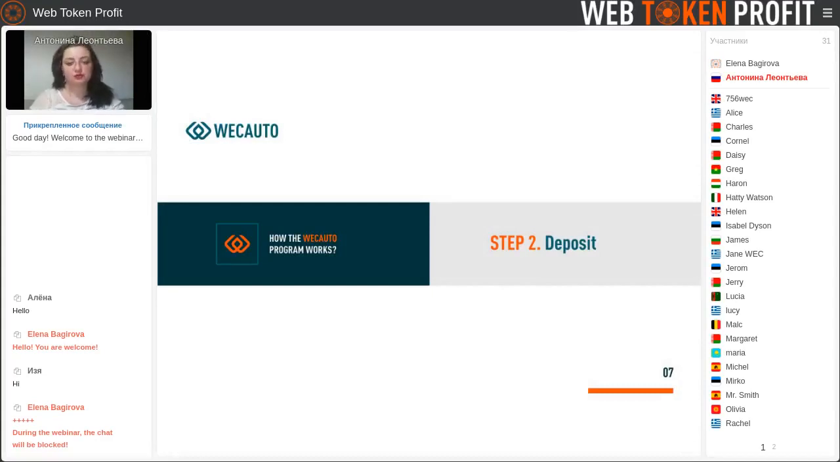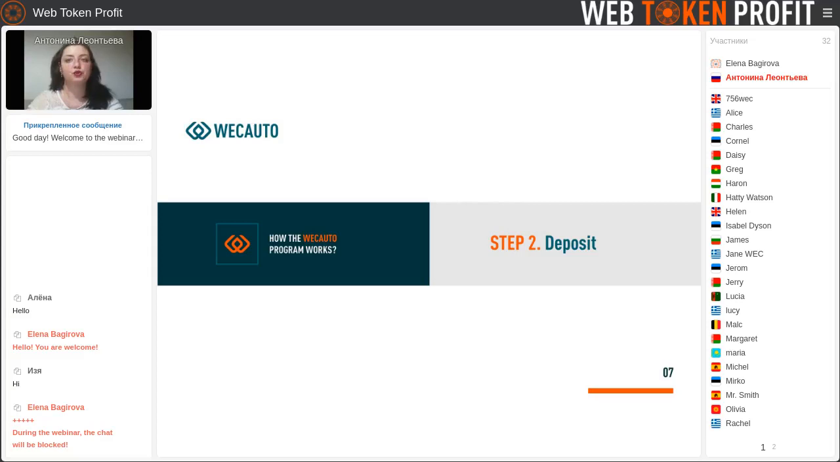Step two, after the license, we should make a deposit. Once again, all payments are made in WEC coins and displayed in your account. After purchasing a license, decide what you will buy, a car or motorcycle, collect money on your personal account and make your contribution. It must not be lower than the shareholder's value, from 100 up to 1000 up to $5,000.